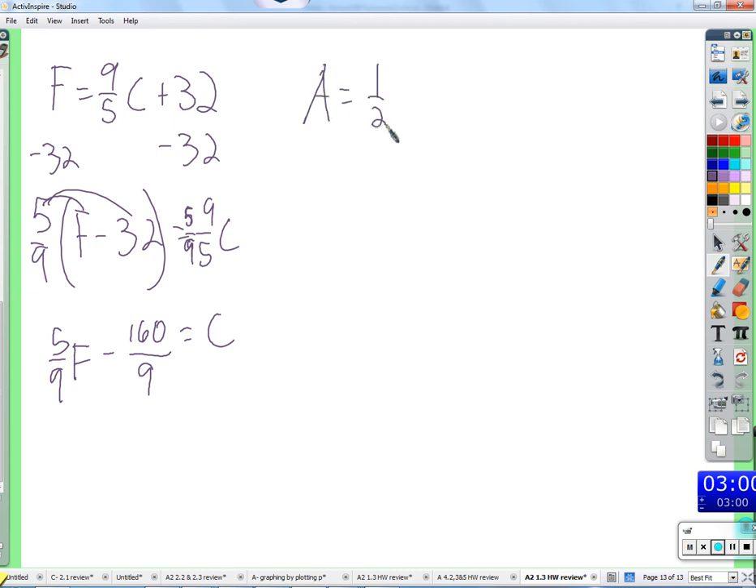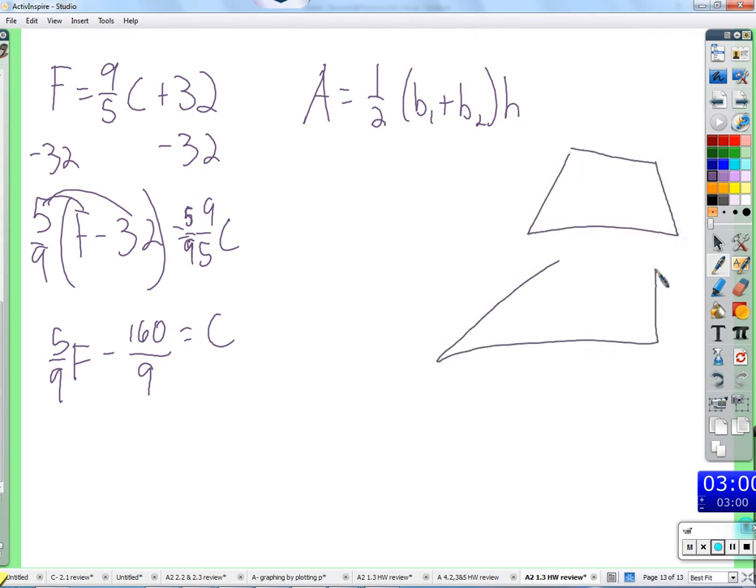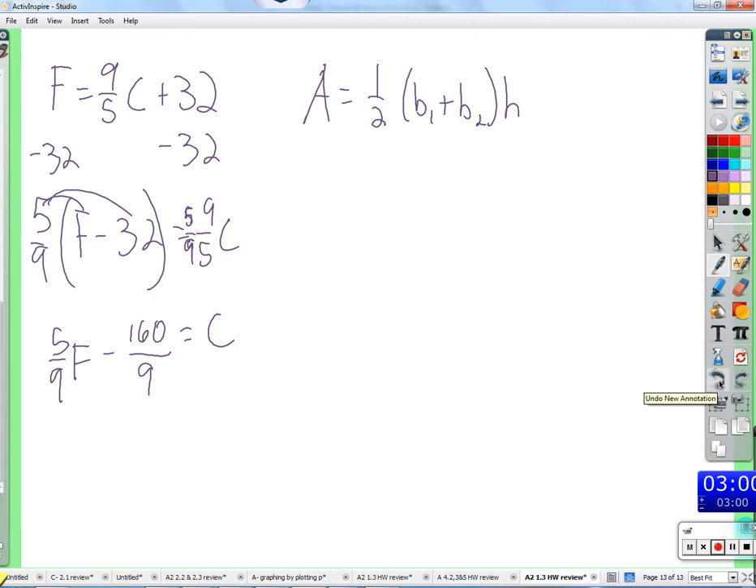A equals 1/2 (B1 plus B2) times H. Area of a parallelogram? Sure. Maybe more trapezoid. Now a parallelogram is a trapezoid, so it will work for a parallelogram, but even broader than that, it'll work for a trapezoid. It just needs a set of parallel sides. That's all it needs. Okay, let's start off easy. Let's solve this guy for H.